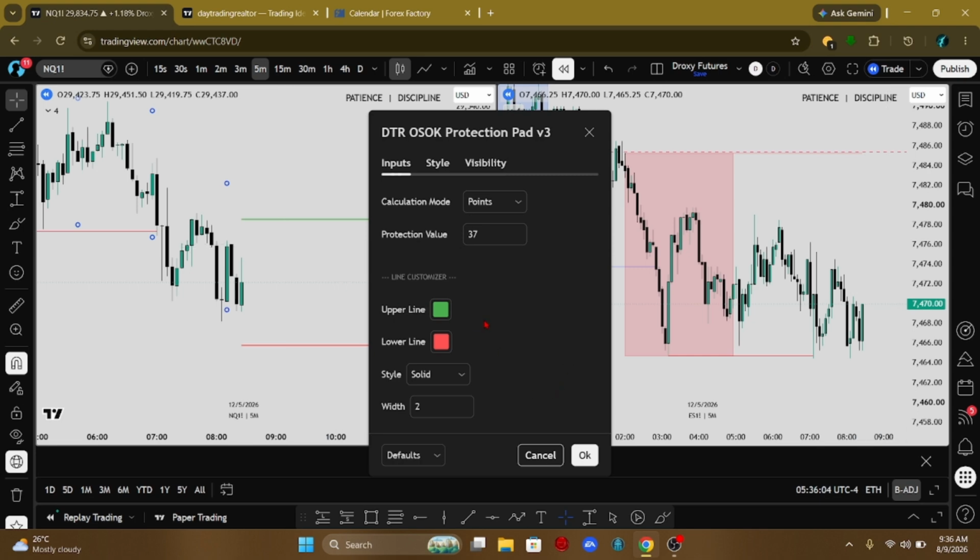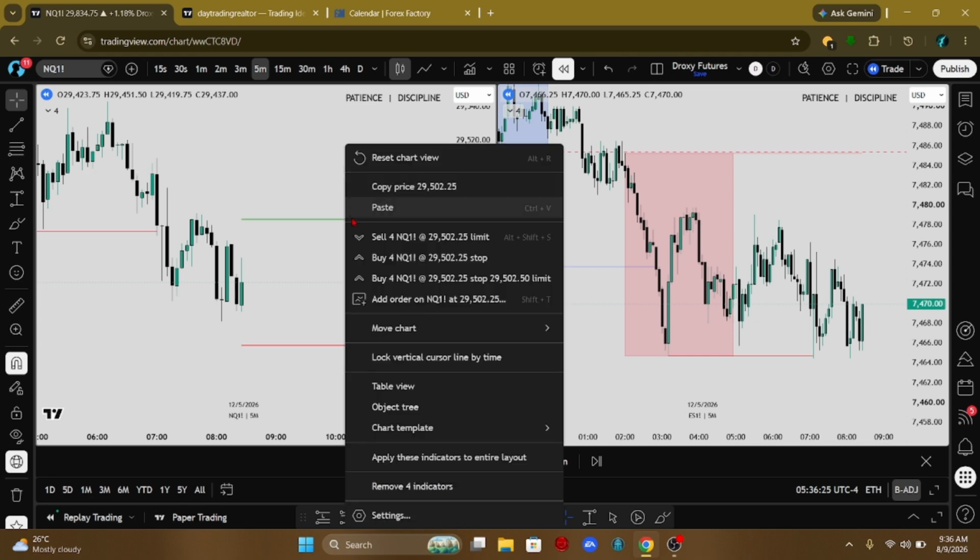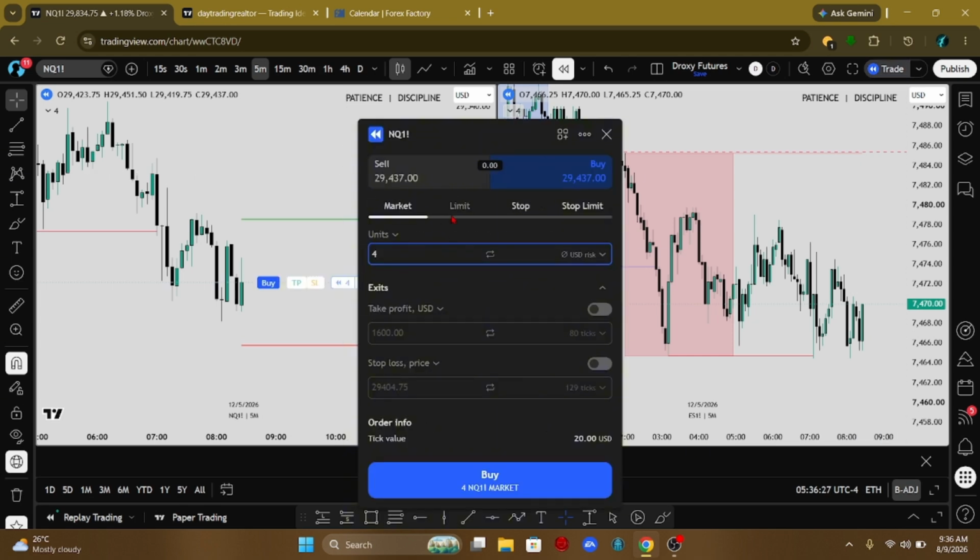And from the data that I have gathered, using a protection pad of 37 is good for me. Using a protection pad of 37, you will see that the number of points from the current price to the green line is 37. The same thing downwards is also 37. So you put in buy stops.